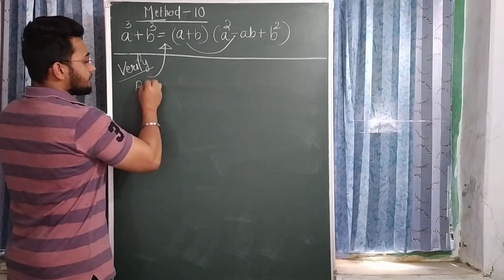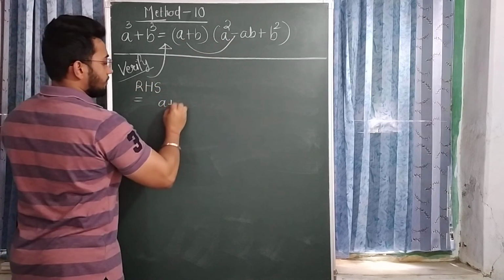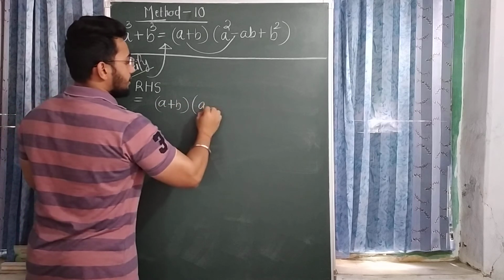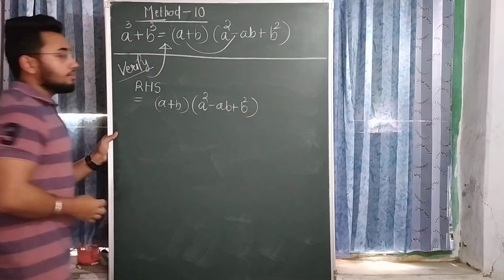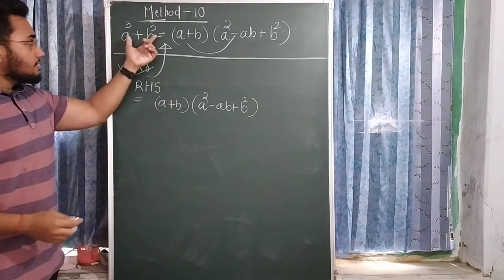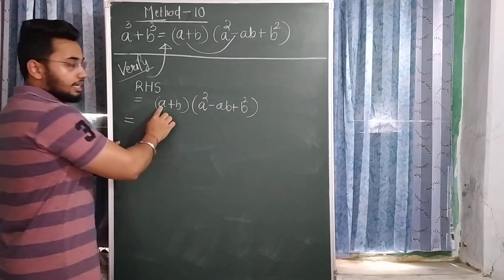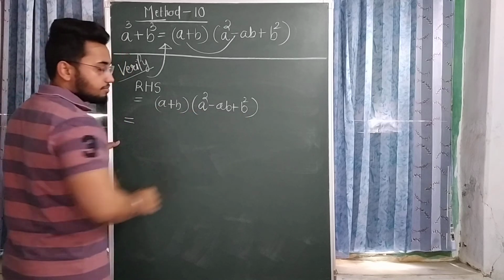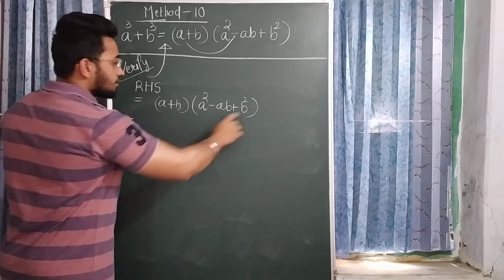Take RHS, solve and get LHS. Here the RHS is a plus b, a square minus ab plus b square. Okay, now we have to get this answer among this. Okay, now solve. Now a will multiply with all the terms, and b will multiply with all the terms, meaning with these 3 terms.